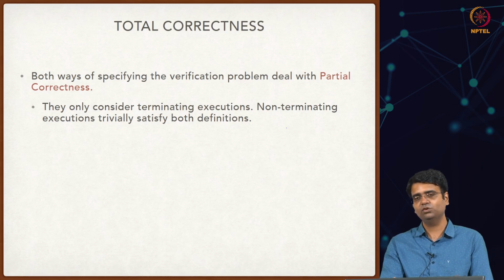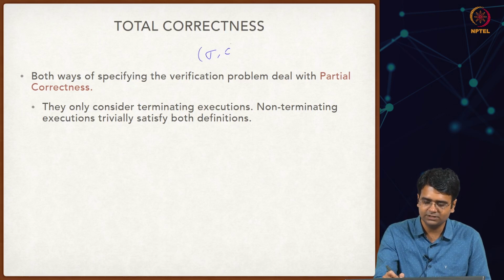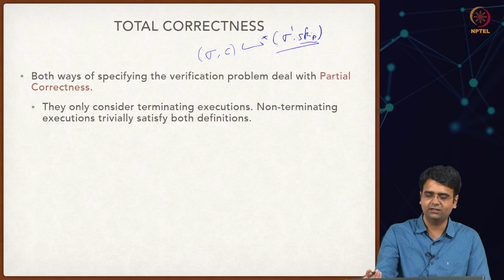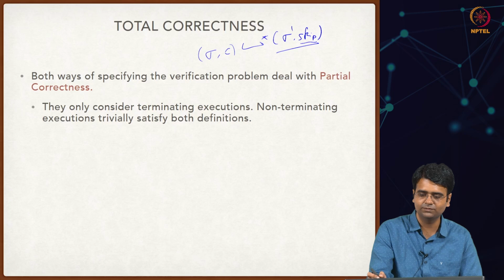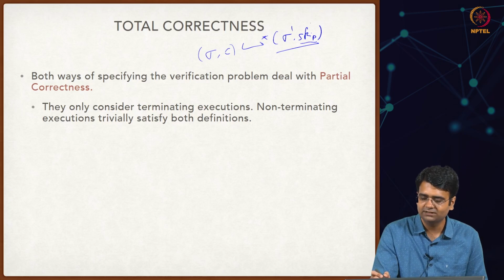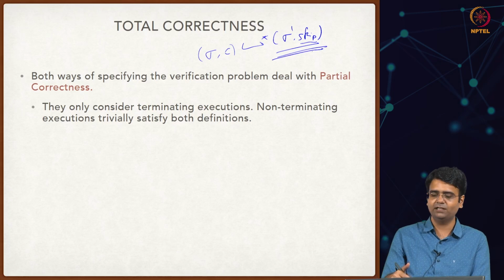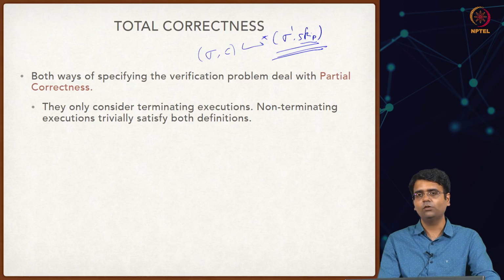Similarly, in the Hoare triple definition, where we used the Hoare triple PCQ, there also we only considered terminating executions. So we said that there should be some sigma and sigma prime, such that sigma c should go to sigma prime comma skip. So once you reach this skip, this is a terminating state, because there are no more transitions out of this sigma prime comma skip. So if your program does not terminate, that means that it will never reach this particular state, because if it reaches this state, then that means the program is terminating. So if you have a non-terminating execution, then that particular execution trivially satisfies the definition of the Hoare triple.